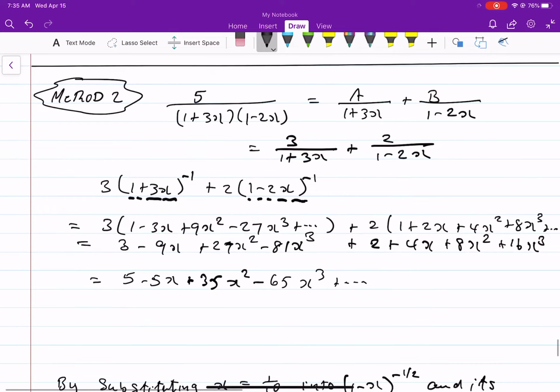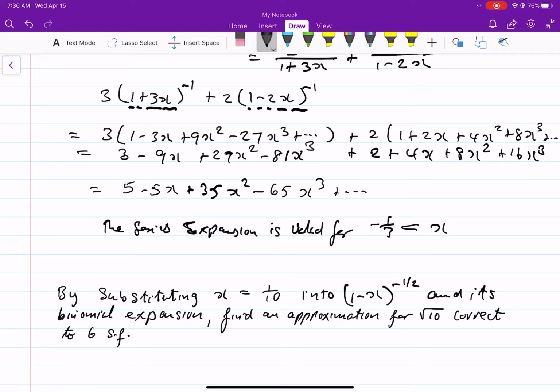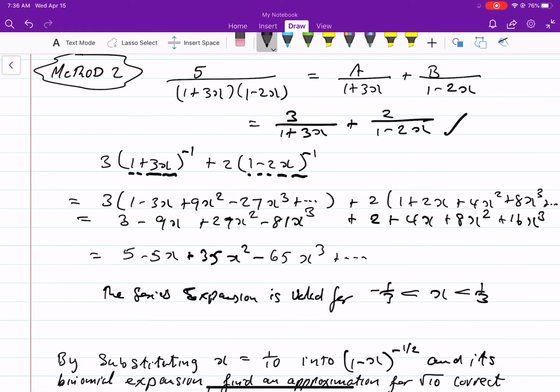Now obviously if you were using this method on its own, then you would have to do the binomial series expansion for 1 plus 3x to the minus 1 and 1 minus 2x to the minus 1. But I had already gotten those series expansions from the first method, so there is no need for me to do them over. And of course, same again, you have to look to see where the two ranges overlap, and the series expansion is valid for x being between minus a third and a third. Right? Common range of overlap for the two expansions. So you need to confirm that the partial fractions are what I suggested they are up there. Give you a little bit of revision on your partial fractions.